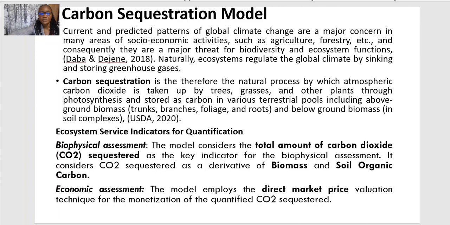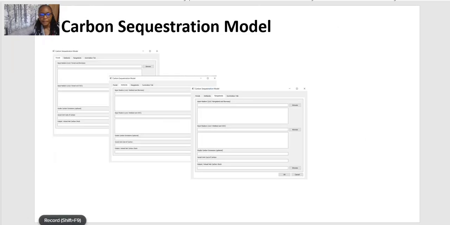The economic assessment is basically employing the direct market price, that is the direct market price for carbon. There are the social carbon trading pools where one can know the value of carbon in any prevailing year of socioeconomic valuation. So let us have a look at the carbon sequestration model.